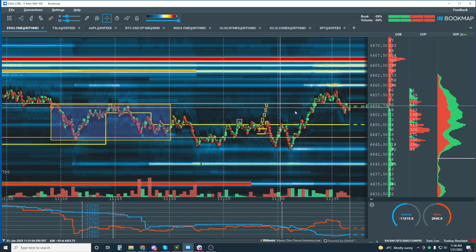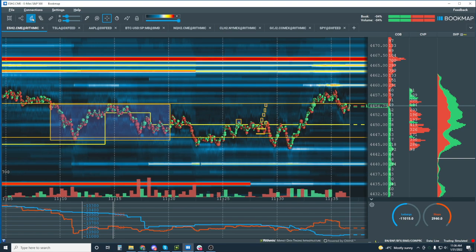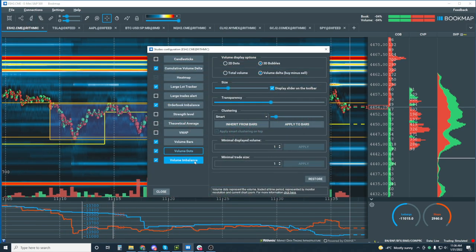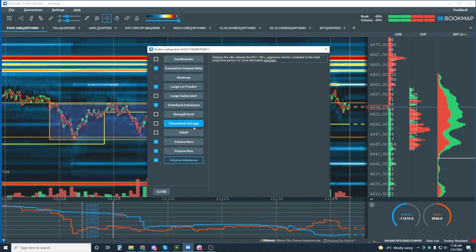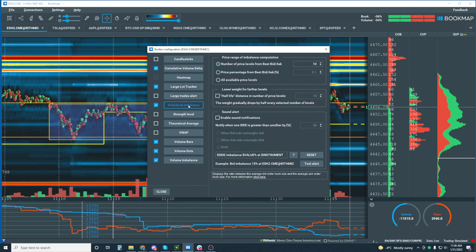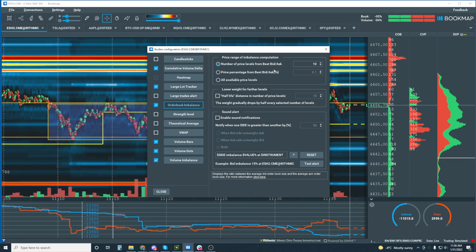All right, can I show the imbalance settings? Yes. Okay, volume imbalance, there is no setting. Order book imbalance, I have it at 10. 10 levels on the bid, 10 on the ask, and that's it.